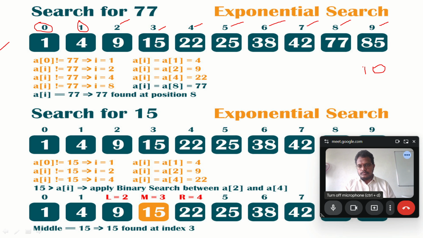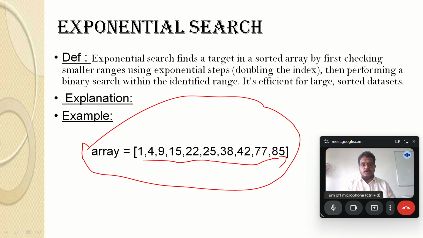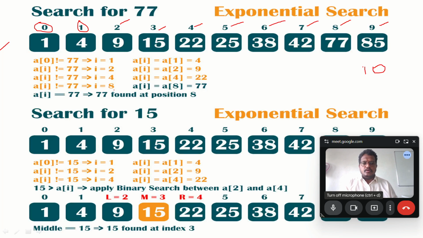Okay, so we will start the exponential search. What is meant by exponential? What is meant by doubling? We are doubling the index. What is meant by doubling the index, and how will we implement binary search within this example? We can say this is a combination of two algorithms, and this is exponential search.